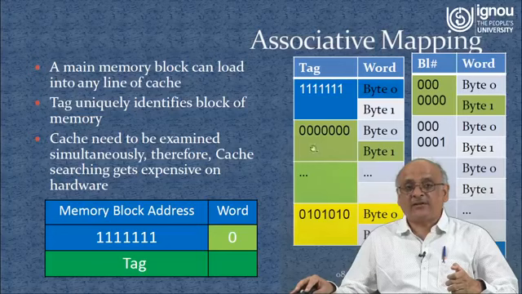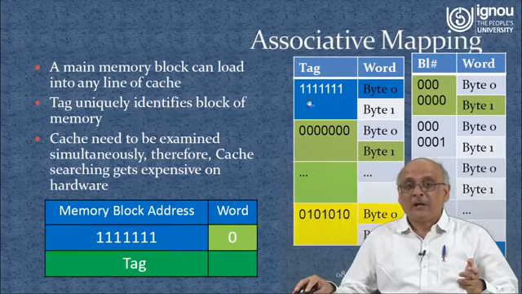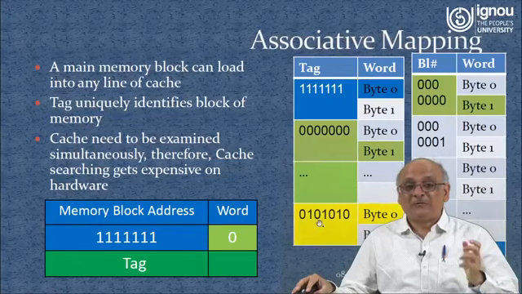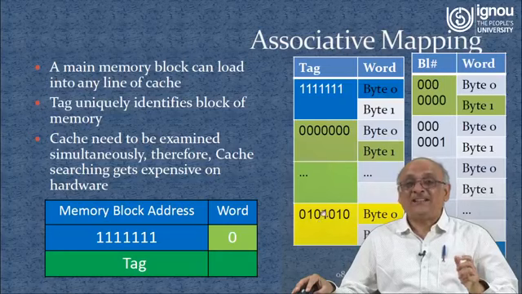That means the circuitry requirement. When we are checking only from one particular location, it is easier. But if we have to simultaneously check from all 16 locations at the same time, it's going to be really expensive hardware. Because for every line we have to put a lot of circuitry, and that is why we do not use associative mapping.